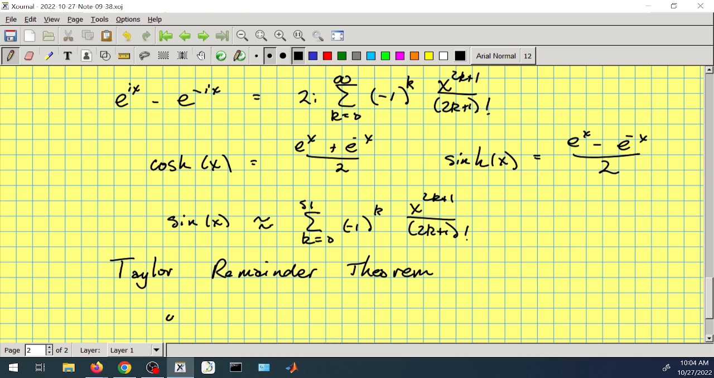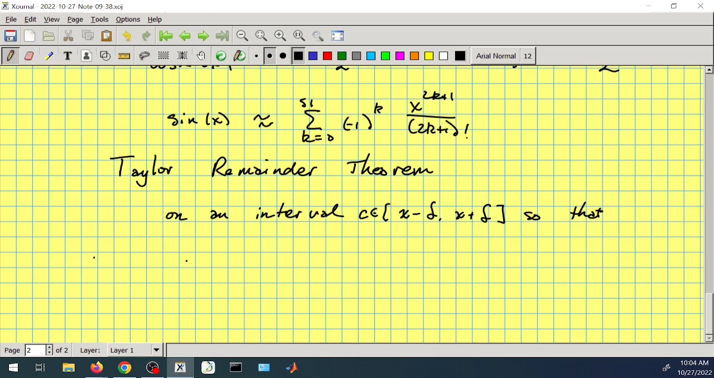So, on an interval x minus delta to x plus delta, we can find a c in the interval so that sine x is exactly equal to the truncated sum. And what is this truncated sum? It is a polynomial, right? A polynomial of degree n.